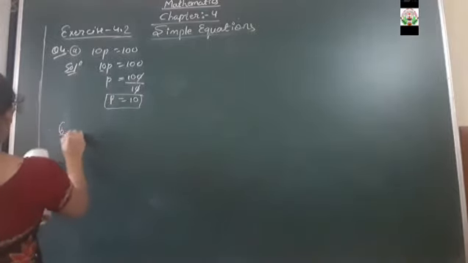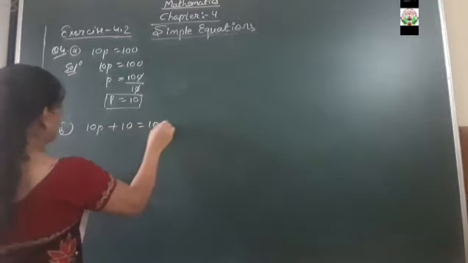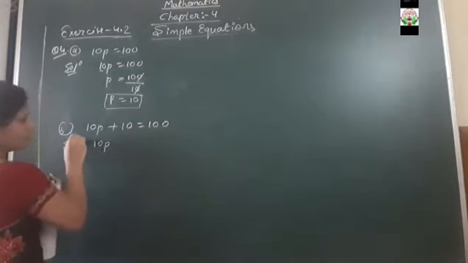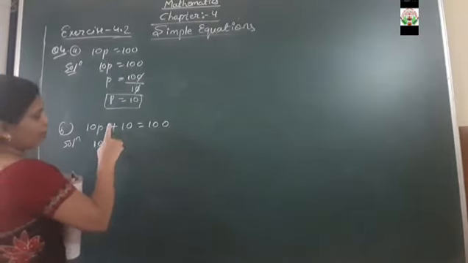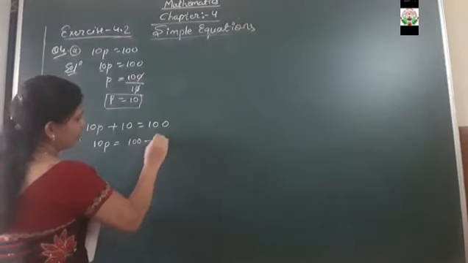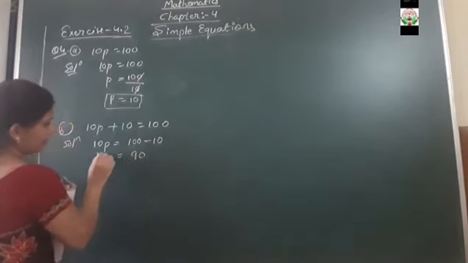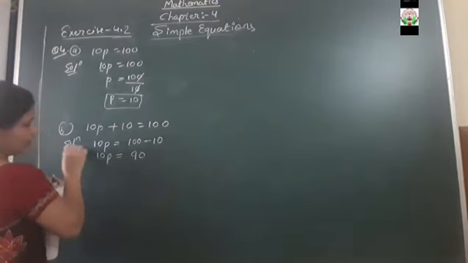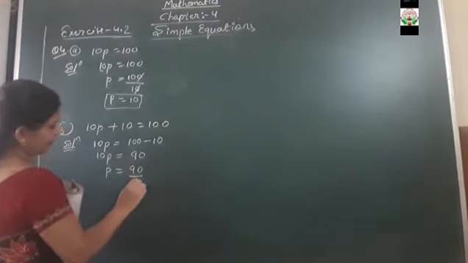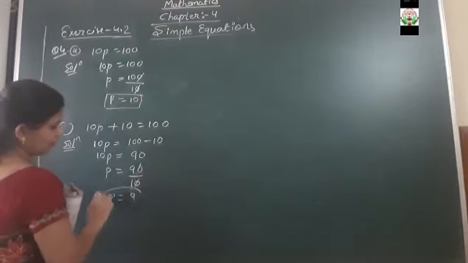Next B part, 10p plus 10 is equals to 100 we are having. So first we have to transpose the constant from the left hand side to the right hand side. It will become minus 10. Okay, 100 minus 10 is 90. So 10p is equals to 90. Okay, now p is equals to 90 divided by 10. So it will become p is equals to 9.